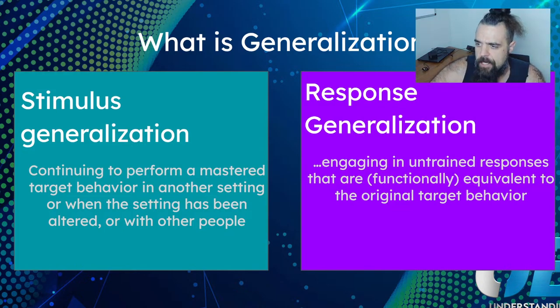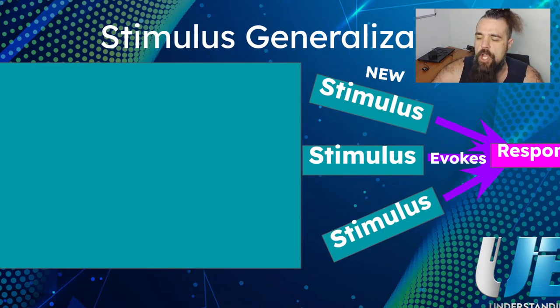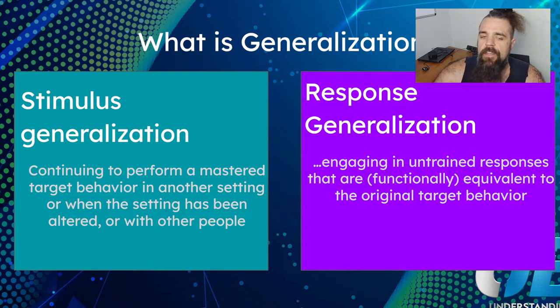And then for response generalization, this is engaging in untrained responses that are functionally equivalent to the original target behavior. So this is kind of like finding a new way to do things. So stimulus generalization is like a new context to do something you already know how to do. Response generalization is more about finding a new way to do something.